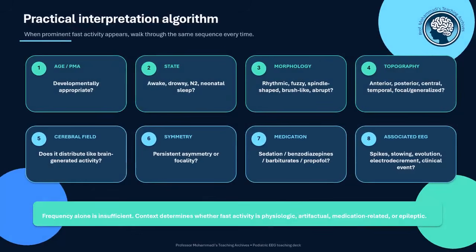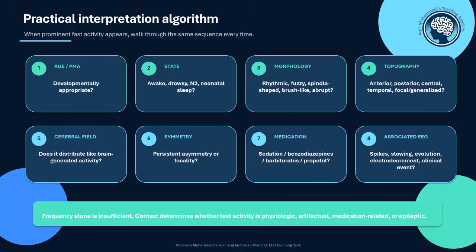First, confirm the age, and for neonates, the postmenstrual age. Second, determine the behavioral state. Fast activity during wakefulness, drowsiness, N2 sleep, or neonatal sleep may have very different meanings. Third, inspect morphology. Is the activity rhythmic, fuzzy, spindle-shaped, brush-like, sharply contoured, or abrupt? Fourth, examine topography. Is it anterior, posterior, central, temporal, focal, or generalized? Fifth, determine whether there is a convincing cerebral field across neighboring electrodes. Sixth, assess symmetry and focality.